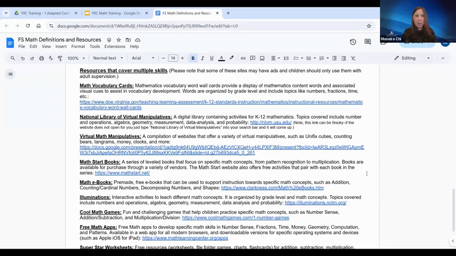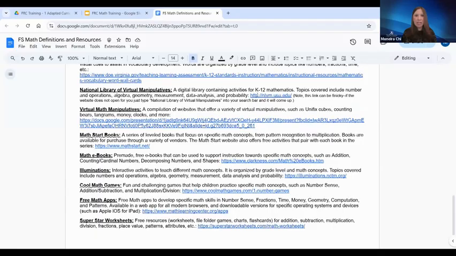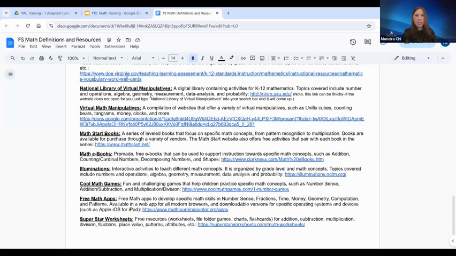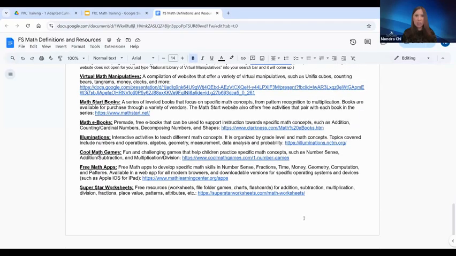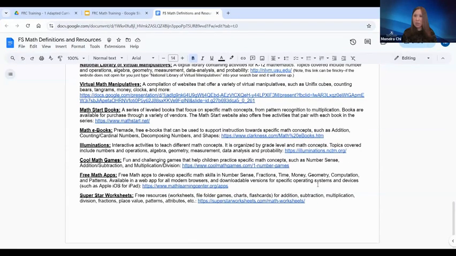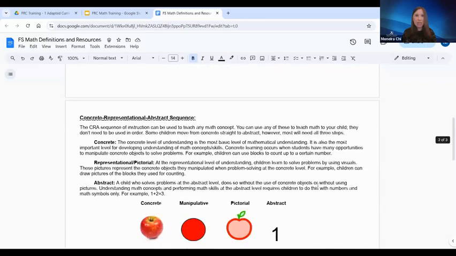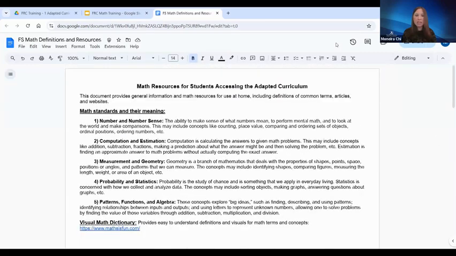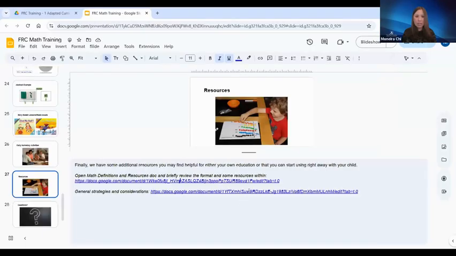Again, most of these are ones that are free that you can just go ahead and click on. This one will take you to vocabulary cards. Here are the links to the two virtual manipulative sites that I shared. Here is the link to the Math Start books. And then these ones here, these math ebooks, interactive activities, all these games and worksheets, they're all free. So you can just click on them and start using them right away with your child, depending on what type of skills they are working on in school that you might want to reinforce.